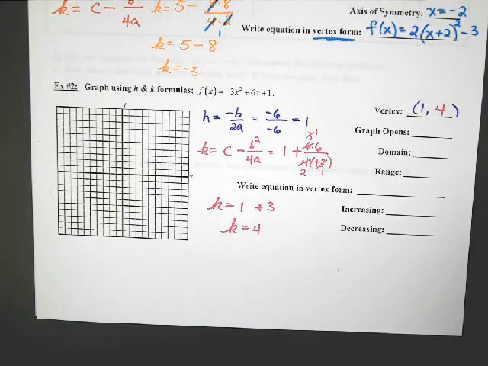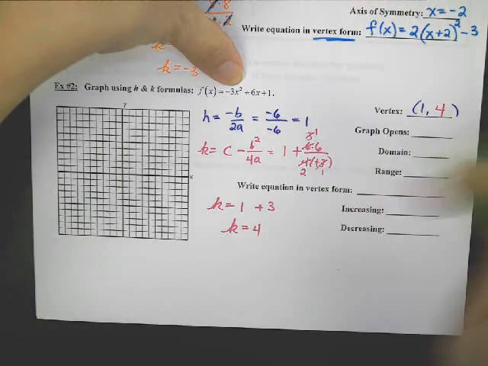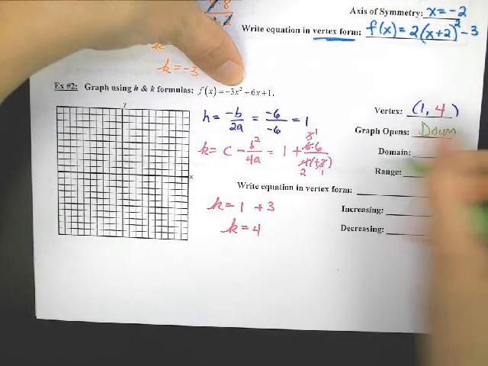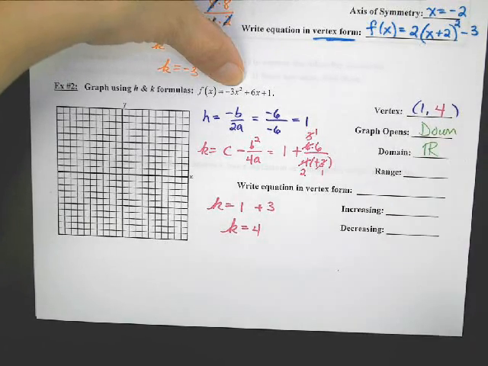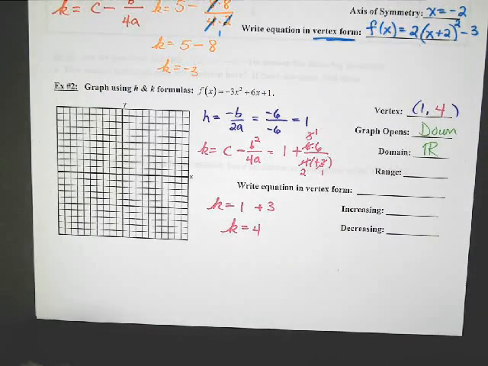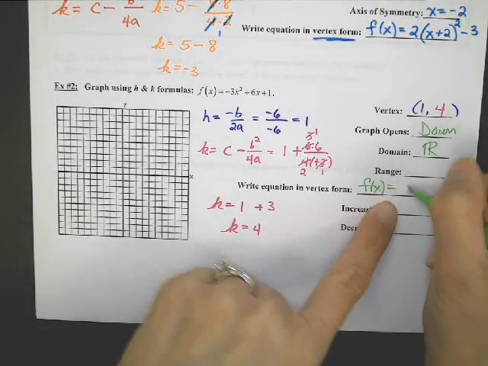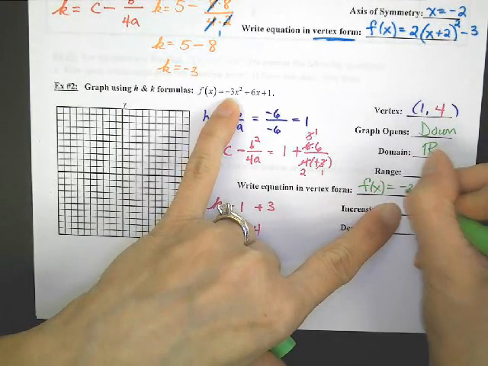This graph opens which way? Looking at the original equation will help you with that. This graph opens down. Okay, whenever you're talking about a parabola, the domain is all reals. Maybe I'll look at my graph for the range. Writing the equation in vertex form, that's something we could do. F of x equals, is there an a value out in front? The a value, yes, is negative 3.